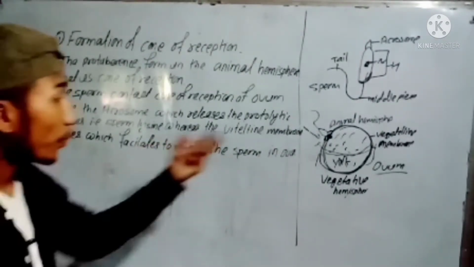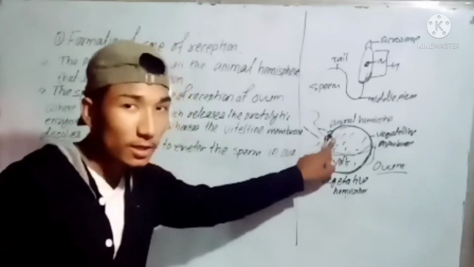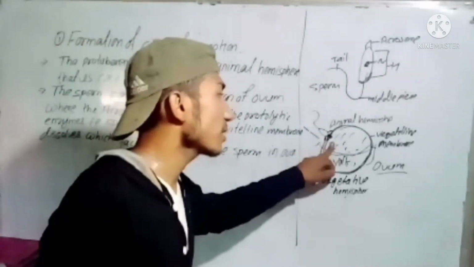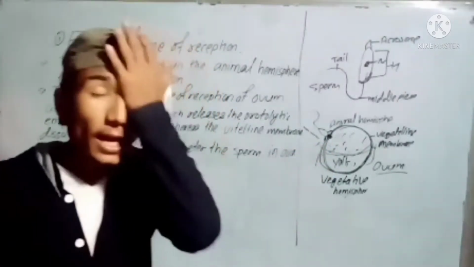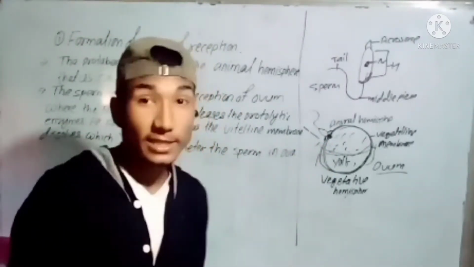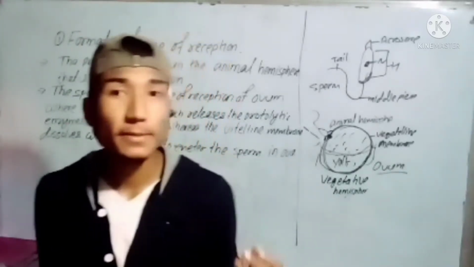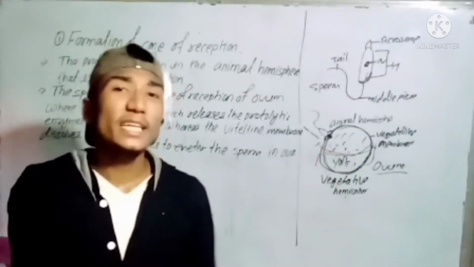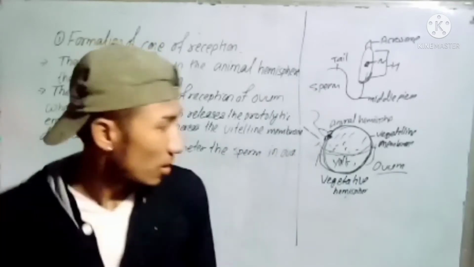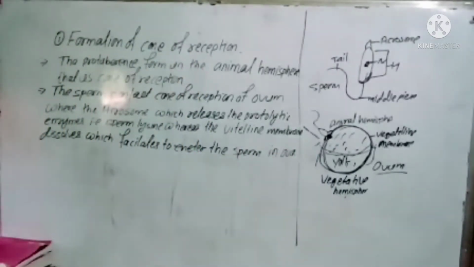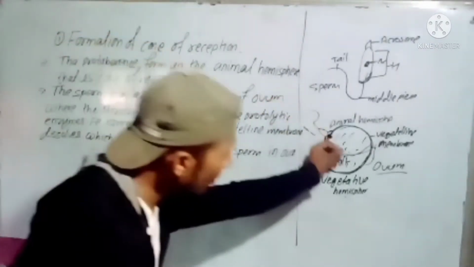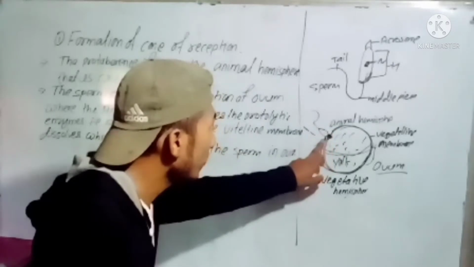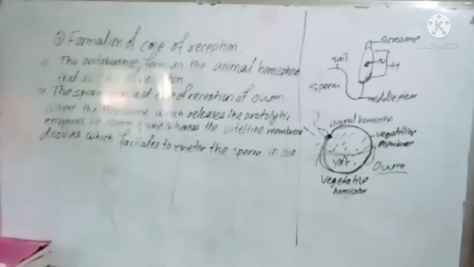First of all, the sperm makes contact with the membrane, the cone of reception, and the acrosome releases an enzyme, a proteolytic enzyme called sperm lysin, and the sperm lysin dissolves the membrane of the ova, which facilitates the sperm to enter the ova. After the sperm enters the ova, the cone of reception is withdrawn, it means it disappears.